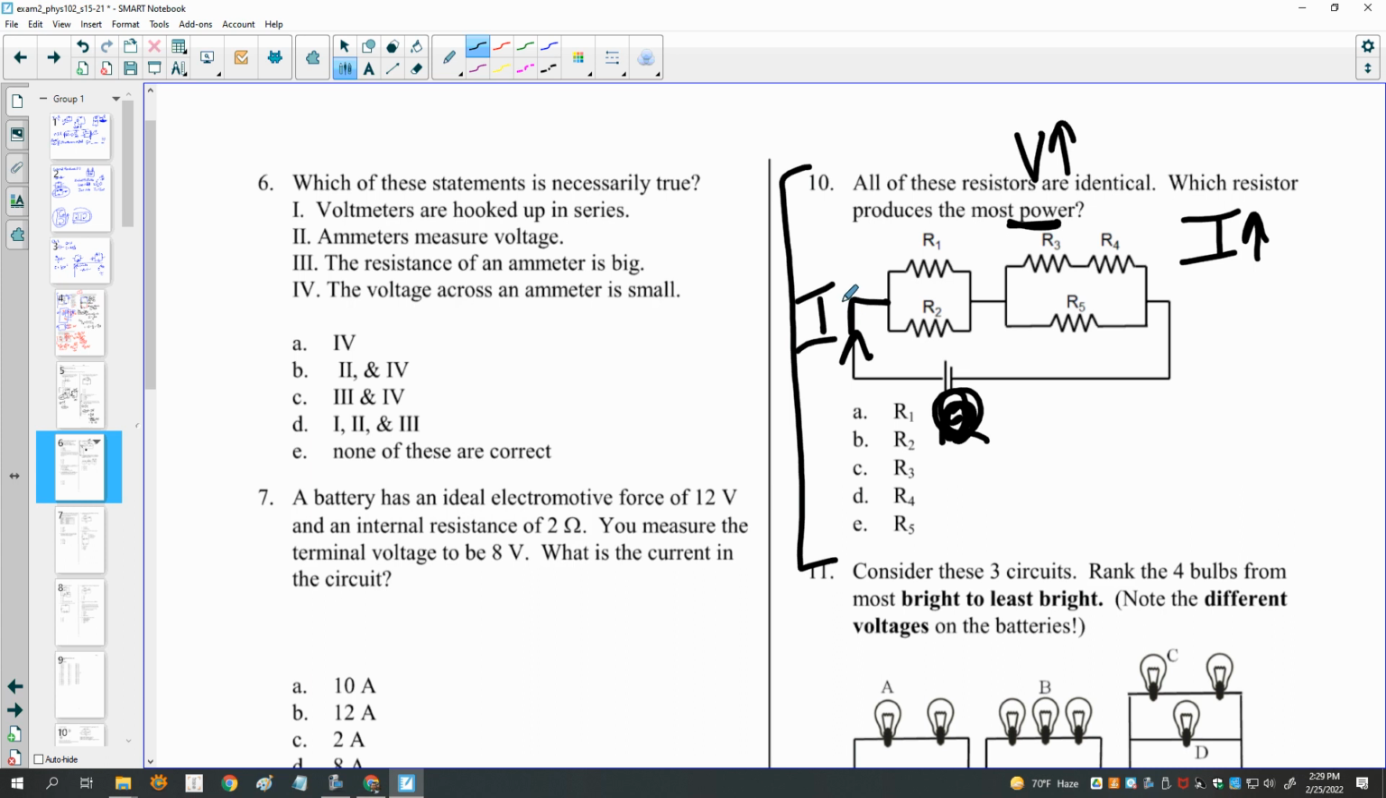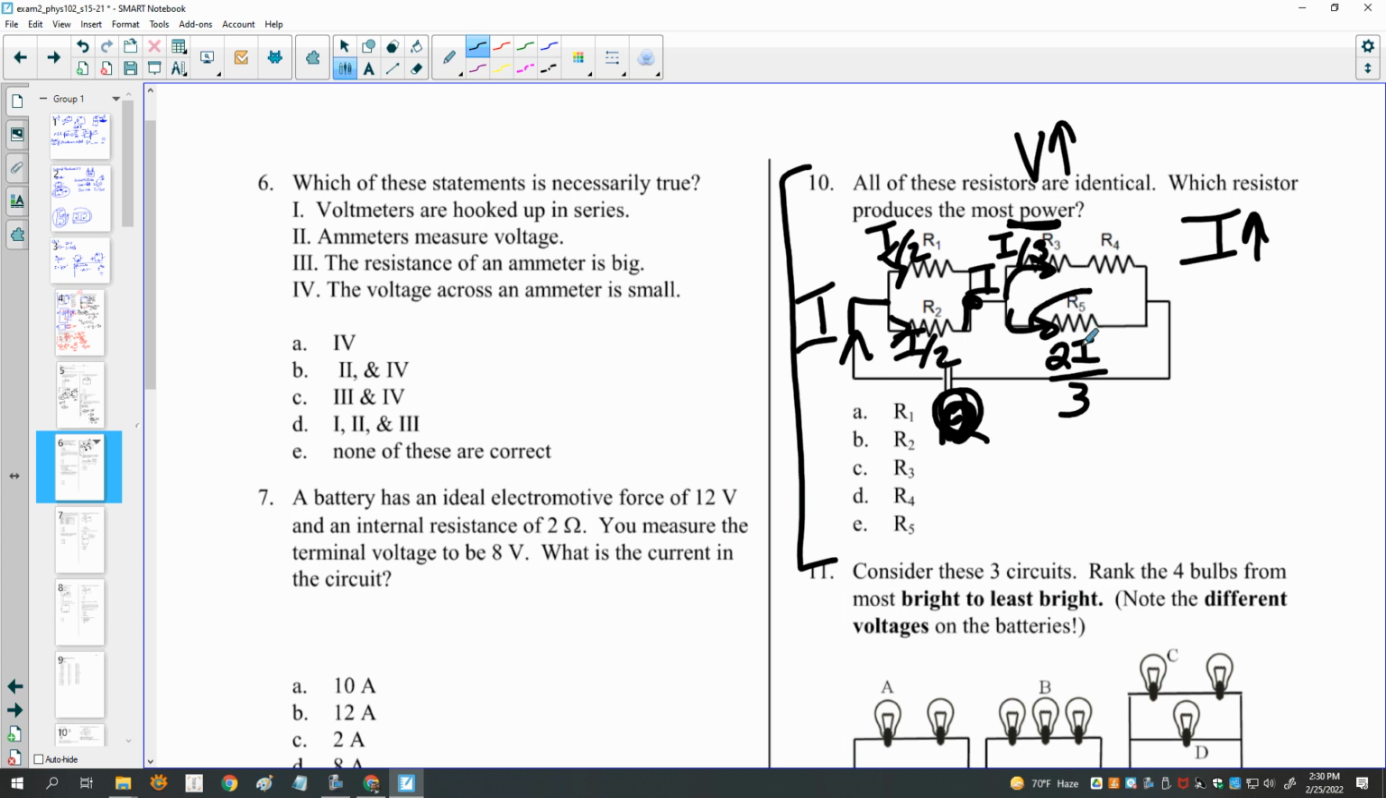Here, my total current, this is my biggest current. That current will split into two pieces, I divided by 2, I divided by 2, and then they'll come back together and give me I here. And then over here, I'm going to get less current over here than I get over here. Let's see, what would this be? This would be I divided by 3, and this would be 2I divided by 3, because they have to add up to equal I.